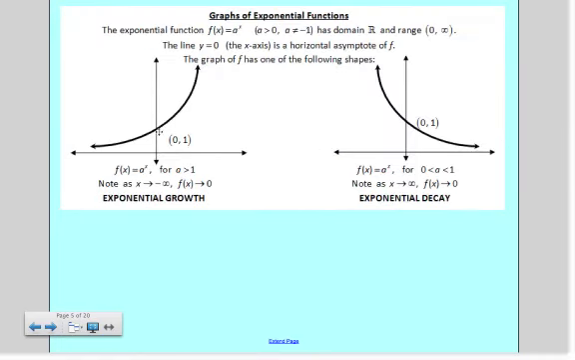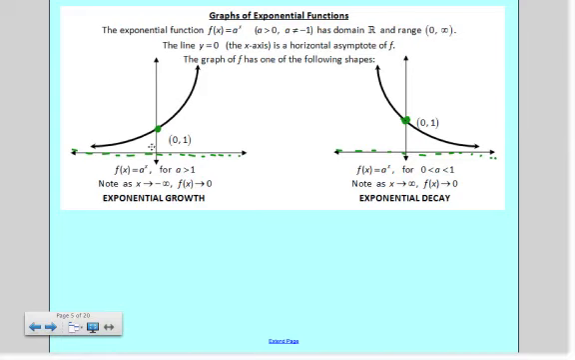So, if you notice, both of these graphs have y-intercepts at the point (0, 1). That's standard for exponential functions where the leading coefficient of the function is 1. If you'll notice the graph on the left, where Ms. Meller is right now drawing the little asymptote, this is called an exponential growth function because as x gets bigger, y is getting bigger. And next to it, this is an exponential decay function because as x gets bigger, y is getting smaller.